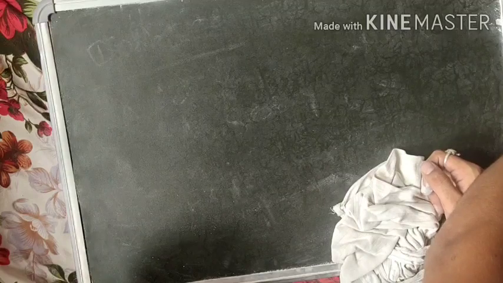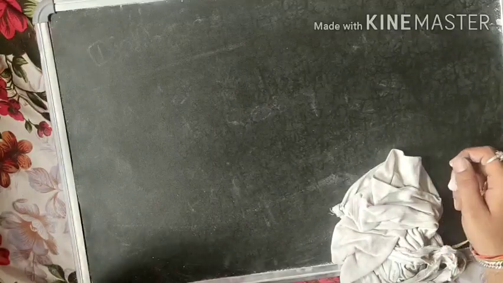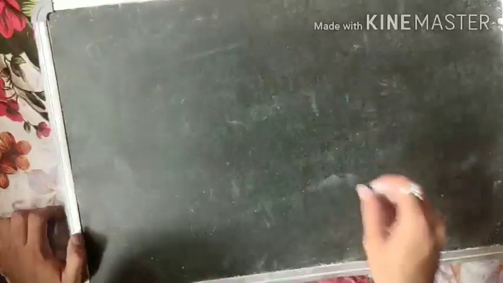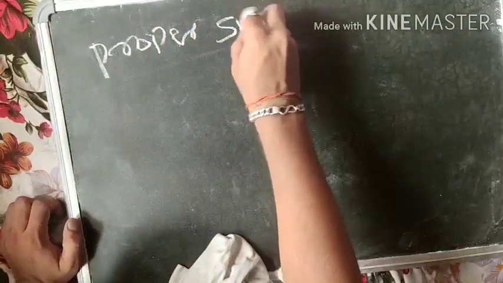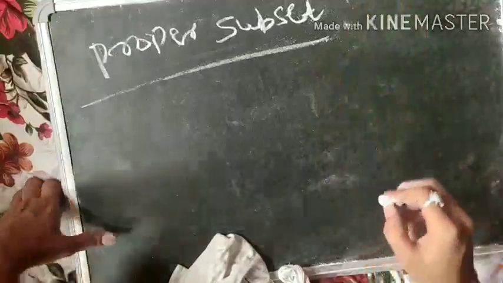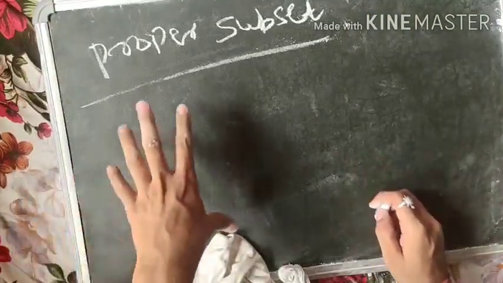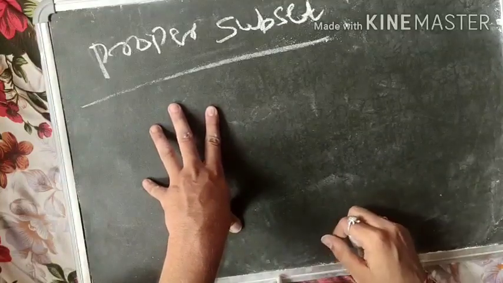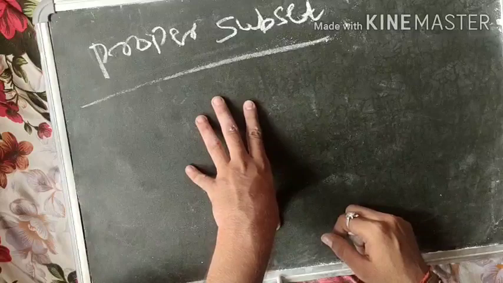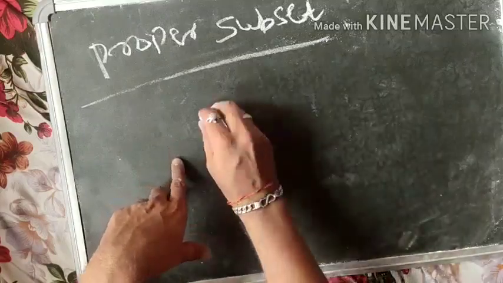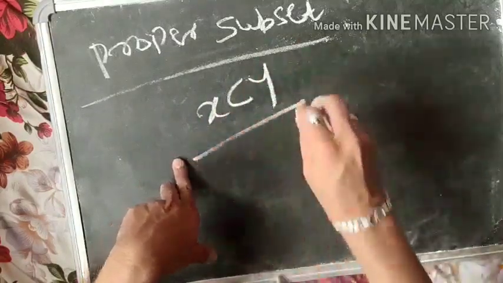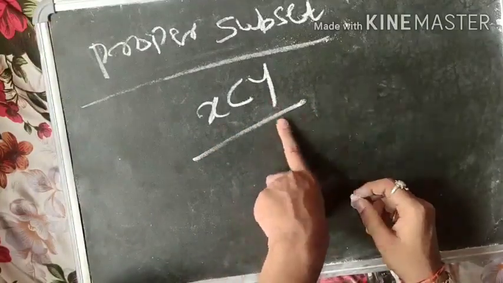The next topic is the proper subset. What is a proper subset? A proper subset can be defined as a subset of a set X but not equal to it. For example, set X is a proper subset of Y, denoted X ⊂ Y.